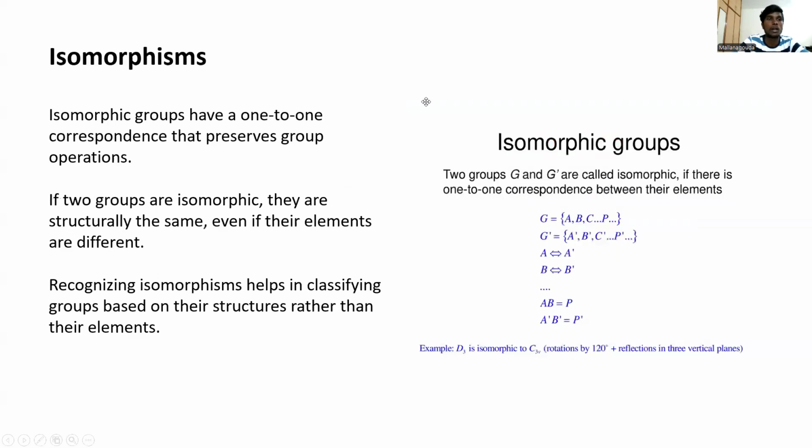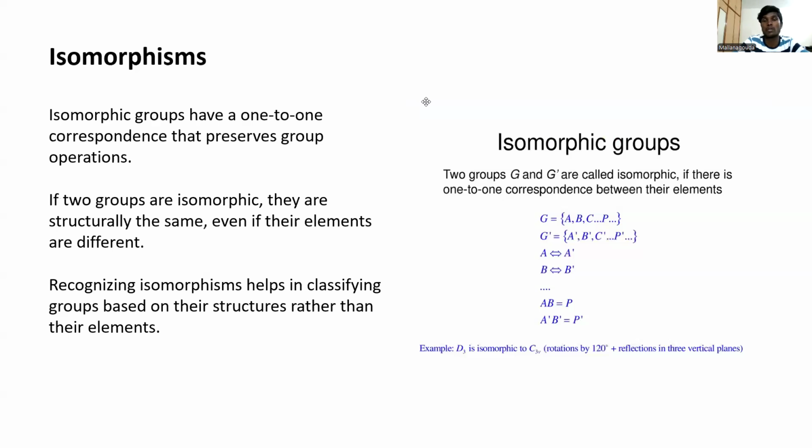Isomorphisms. Isomorphic groups have a one-to-one correspondence that preserves group operations. If two groups are isomorphic, they are structurally the same, even if their elements are different. Recognizing isomorphisms helps in classifying groups based on their structures rather than their elements.